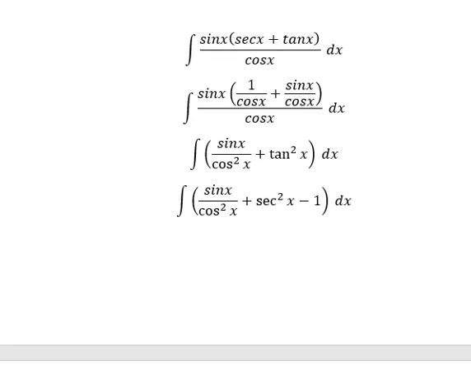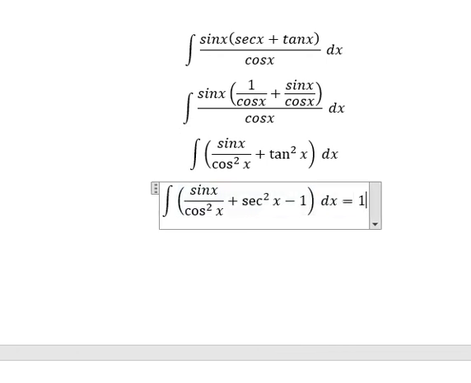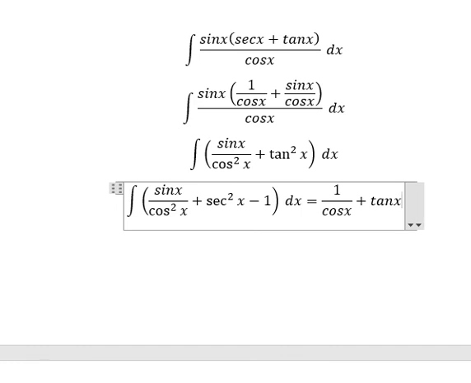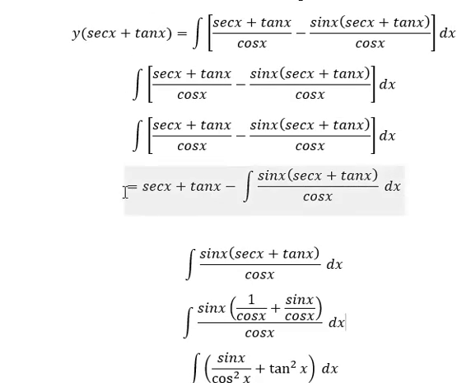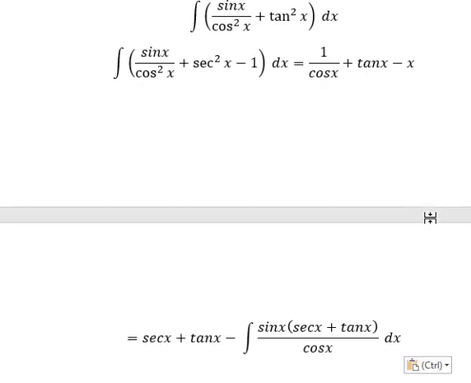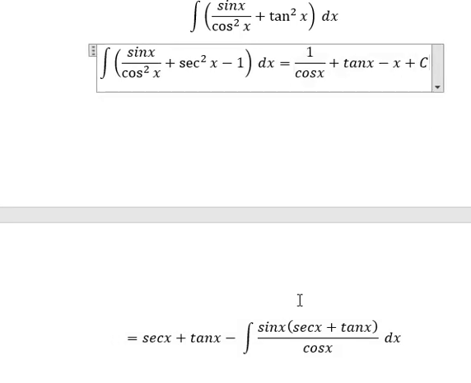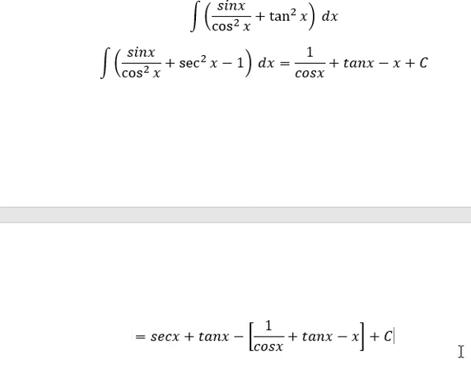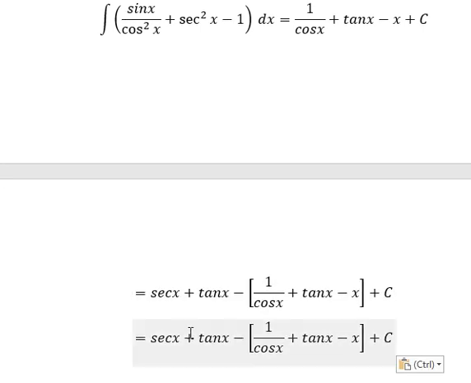And now we have the final answer. The integration of this one, we have 1 over cosine s. The next one is tan s. And the next one is s. So this one is about this one in here. So tan s minus tan s, negative 1 over cosine s, negative and negative, we have positive.